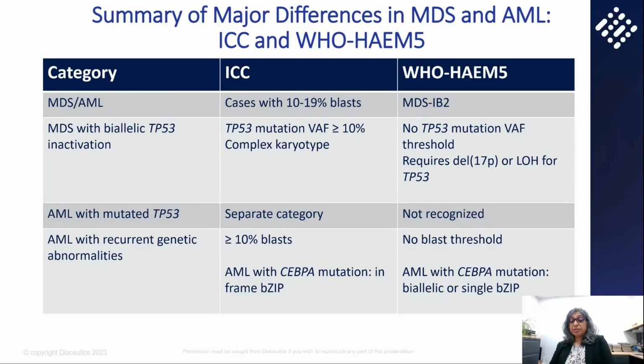And then for AML with recurrent genetic abnormalities, there is a different blast threshold: 10% or more in ICC, no blast threshold in the WHO 5th edition. There is also a difference in criteria for inclusion in the category of AML with CEBPA mutation. In-frame bZIP in ICC; in WHO, biallelic or single bZIP mutation qualifies.